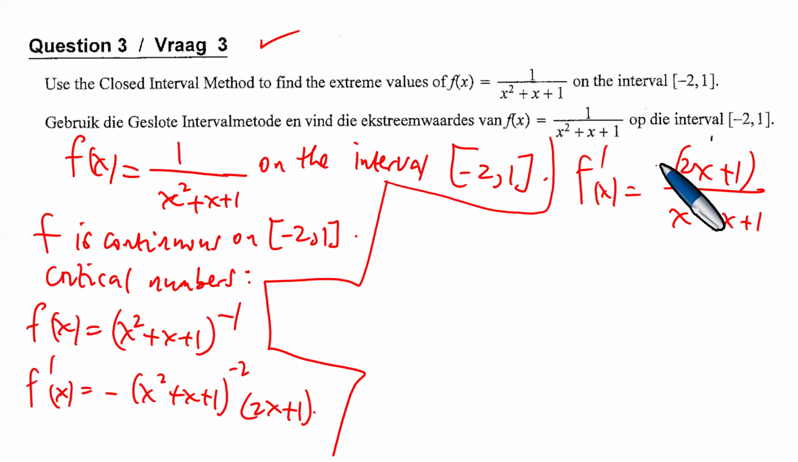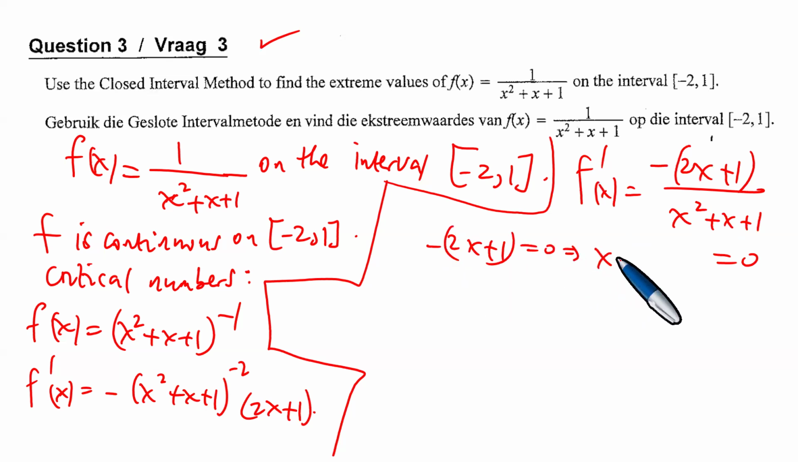Okay, so now you would have to say the derivative is 0 here. If you force this derivative to be 0, it means the numerator is going to be 0. And if the numerator is going to be 0, it means that x is going to be what? It's going to be minus 1/2. Right, so if x is minus 1/2, we actually have a critical value there.